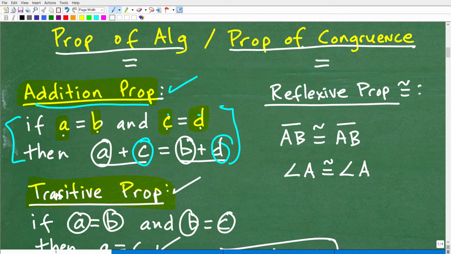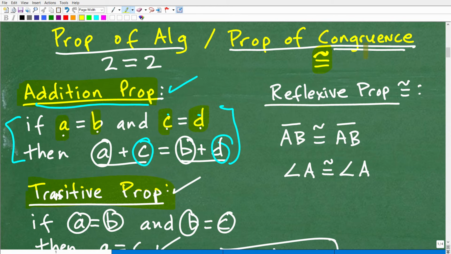Over here, with properties of congruence, we're talking about this little congruent symbol right there. So what is congruence? Well, if I said the number 2 is equal to 2, that is just a property of algebra. That would be the reflexive property. Now, we have a similar property. It's basically the same property, but we call it the property of congruence.